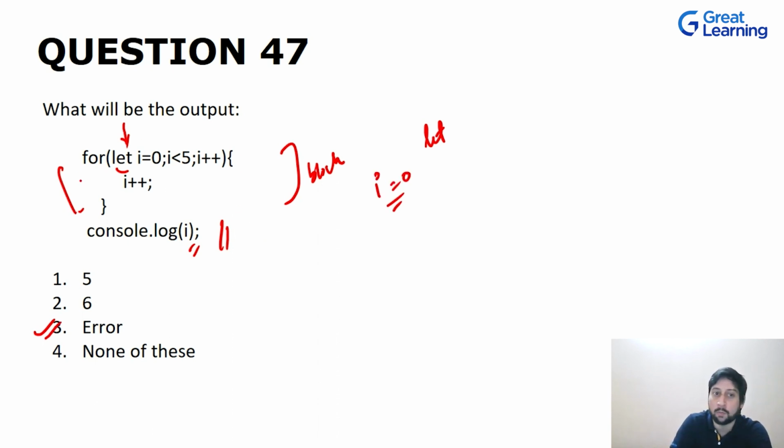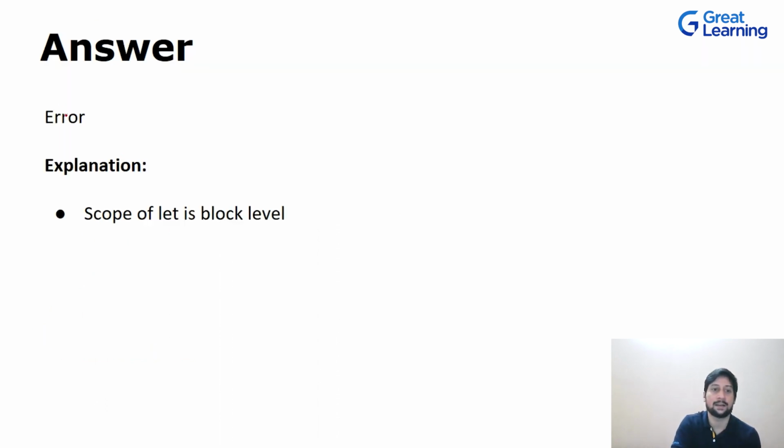it will throw us an error saying that the I is not defined. Why? Because the scope was over here. In this block, the scope of I was there. But once we are out of this block, this variable is undefined or undeclared. You will get the error and it will say scope of let, that is this let keyword, is block level, right? And the error that you will be getting is that the variable is not defined.